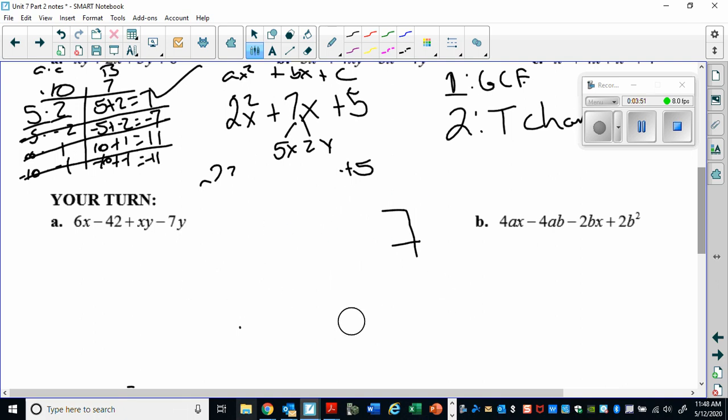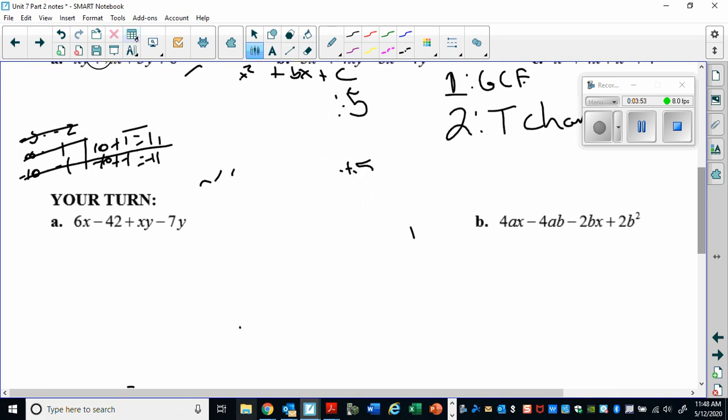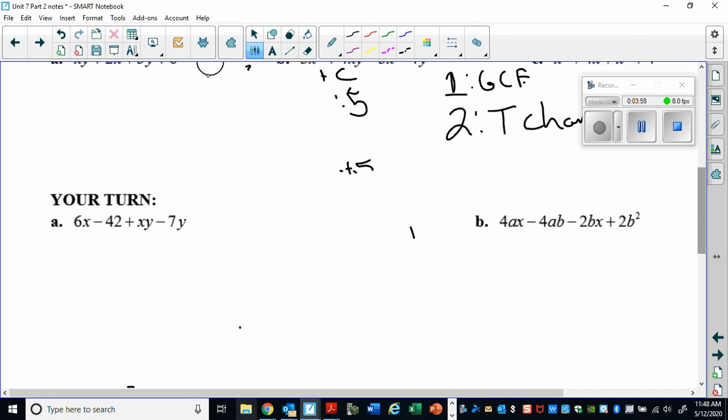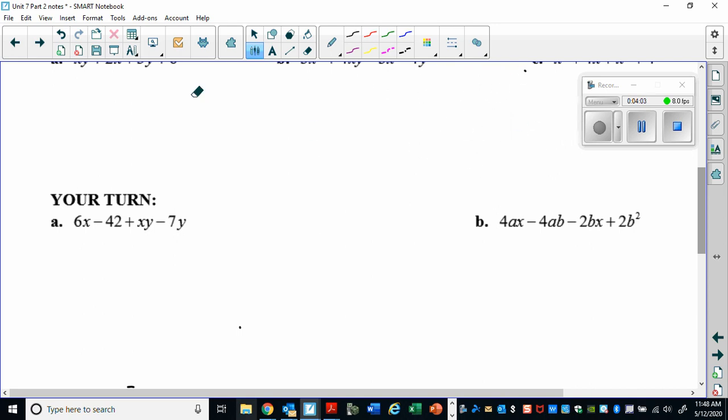My eraser will come back. Next, we're going to work on factoring binomials, or difference of squares. Let's say we had 4x squared minus, let's say, 9. Now we don't have a second term, so we're going to create that second term. So it's going to be 4x squared plus 0x minus 9.